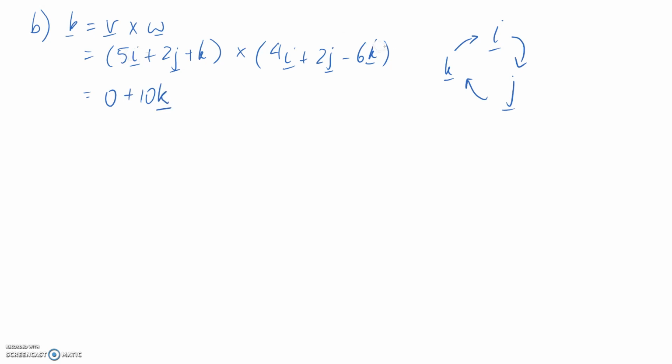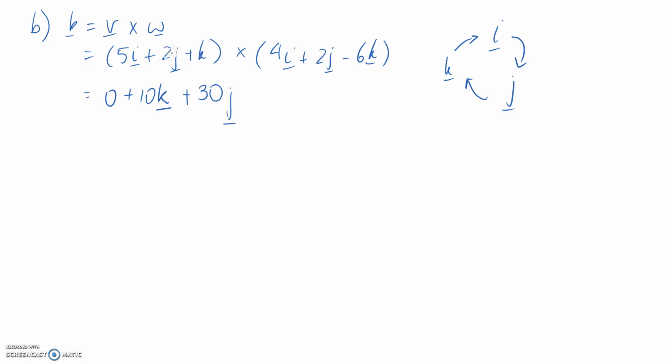We've then got 5i crossed with negative 6k. So 5 times negative 6 is negative 30. And then we have i cross k. So that's in the opposite direction to the arrow, so it's going to be a negative. That means we're going to end up with a double negative. So that's a positive. And then we end up with the other one. So that's going to be a j.